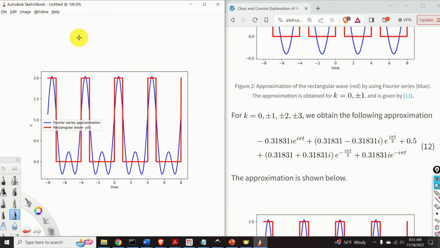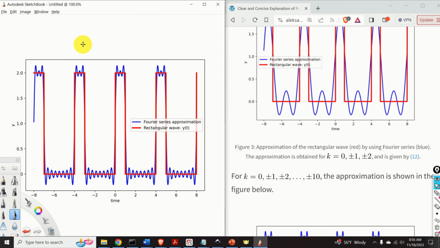Next, let's see what will happen when in addition to the first harmonics, we add the second and third harmonics. That is, we compute the approximation for these values of k. And here is the mathematical form of the approximation. Over here, you can see the graphical representation of the approximation. The blue line is the Fourier series approximation. And we can see that now the approximation is a little bit better.